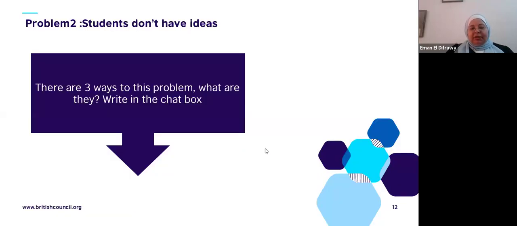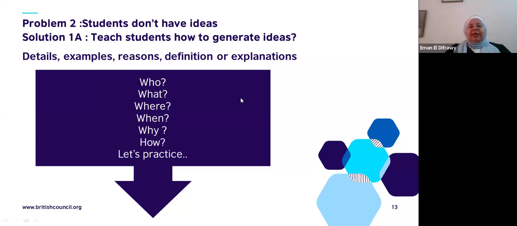So here, let's start with the first thing we need to do with this problem. We need to explain that to generate ideas, you can give more details. They need to elaborate. So by giving details, examples, reasons, definitions, more explanations, okay? By answering these questions, they pick what is relevant, of course: who, what, where, when, why, and how. But explaining is not enough.